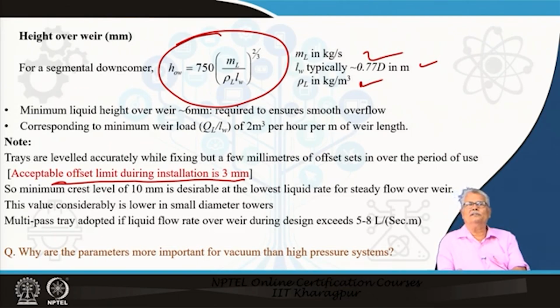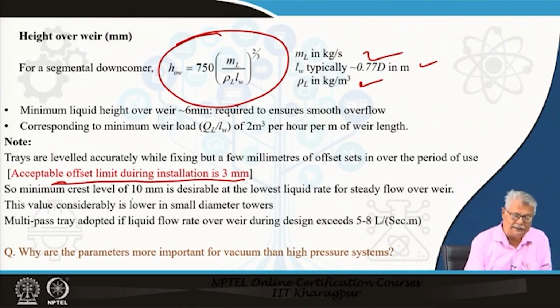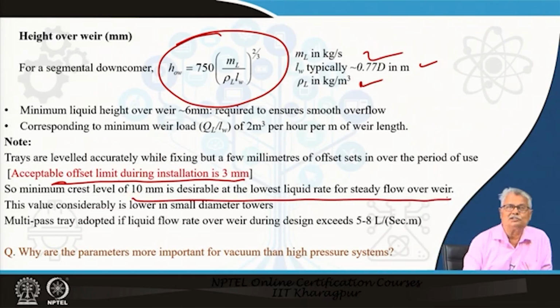So, what you do is a minimum crest level of 10 millimeters is desirable at the lowest liquid rate for steady flow over weir. This is something very important and needs to be checked during the process of design. Obviously, the value is considerably lower in case of smaller diameter towers, where you can have much better leveling. Multi-pass trays are used if your liquid flow rate over the weir during the design exceeds 5 to 8 liters per second per meter.